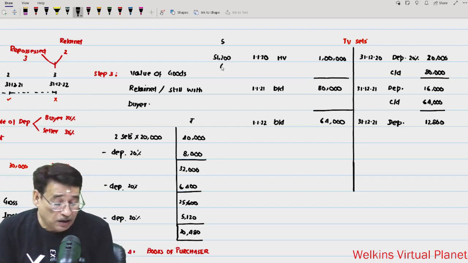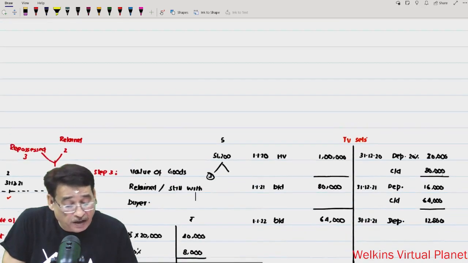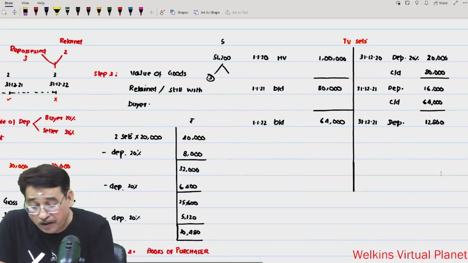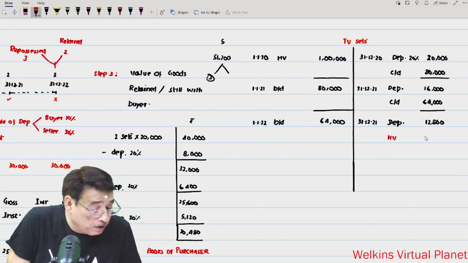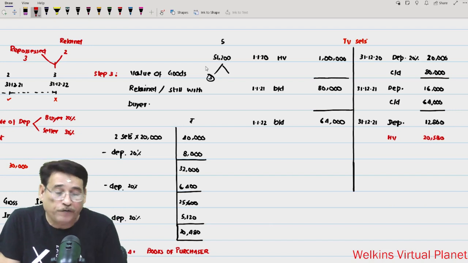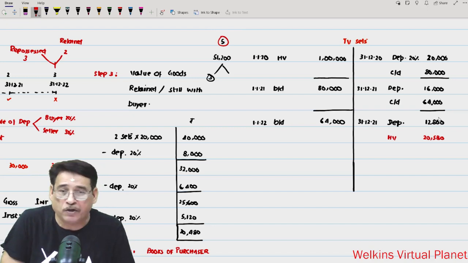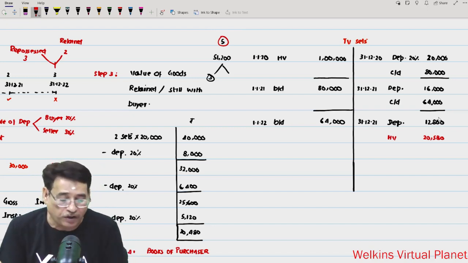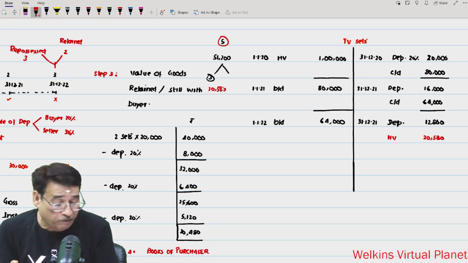Now, out of these 5 sets, we have just noticed that 3 sets have been repossessed by the hire vendor. So here I am going to write by hire vendor, and I will have to write the value at which he repossessed the item, 20,580, if you remember. That means out of 51,200 at the end of the third year, 64,000 minus 12,800, the value of 5 sets is 51,200. And out of this value, 3 sets have been taken back at 20,580.